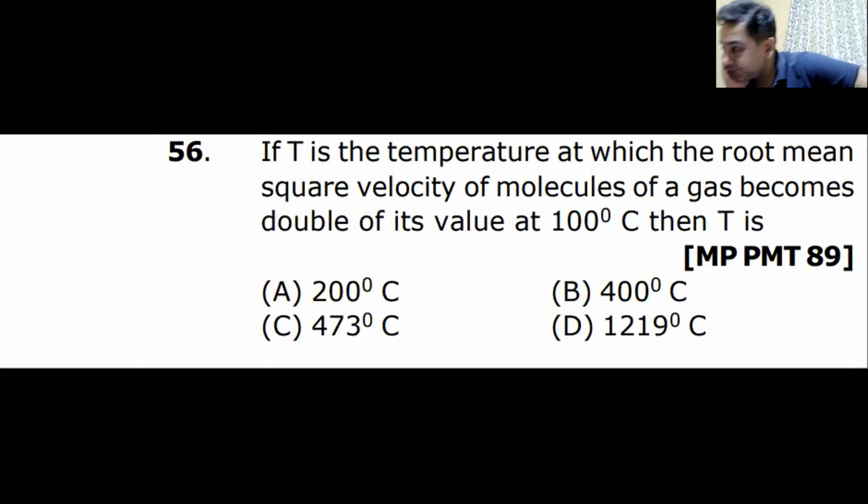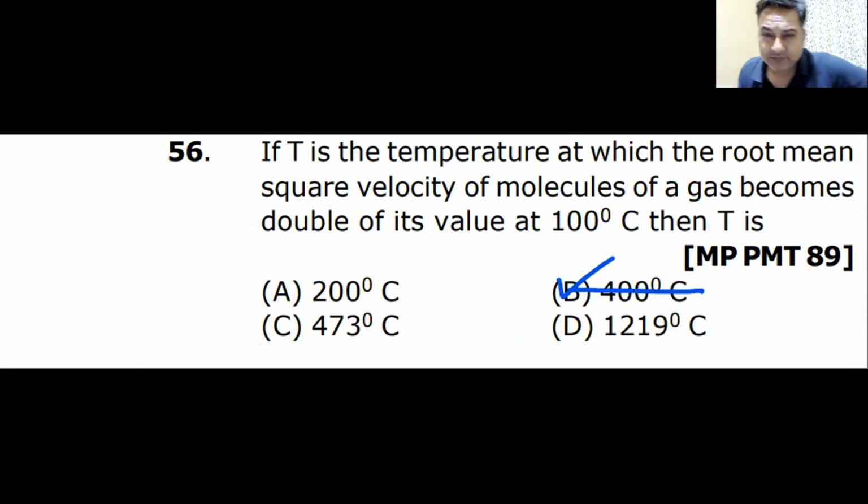And the answer is, velocity has to become 2 times. So temperature has to become 4 times. Yes or no? So if the initial temperature is 100, the final temperature has to be 400. Yes or no? Yes, sir. So the answer is 400 degrees Celsius, sir.